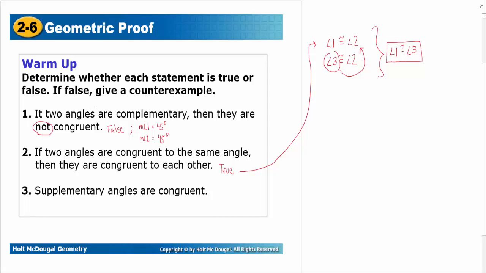Alright, number 3, supplementary angles are congruent. In this case, you should have said false. And again, you have to give a counterexample. I want to show a scenario when supplementary angles are not congruent. So you can say the measure of angle 1 is like 100 degrees and the measure of angle 2 would then be 80 degrees. In a situation like that, these angles are not congruent, but they are supplementary. They add up to 180. So there'd be your counterexample. There are a lot of counterexamples for that one.